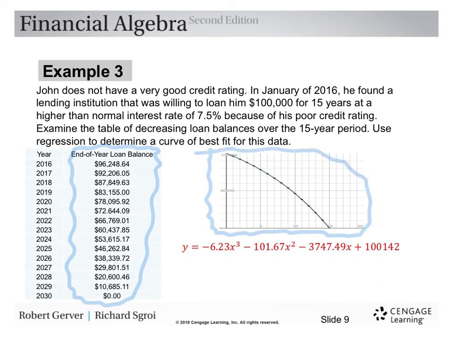And if we look for regression to determine a curve of best fit, you'll recall that I said earlier that when it comes to finances and loans, the curve of best fit tends to be a cubic, okay? So if we used our graphing calculators or Desmos, we would come out with this for our line of best fit. And as you can see, if I graph this curve, it almost follows exactly those points.